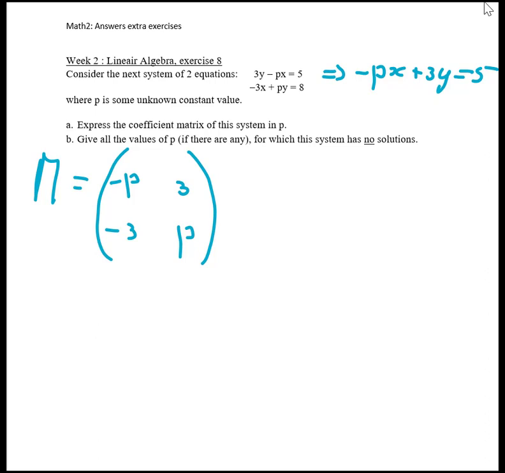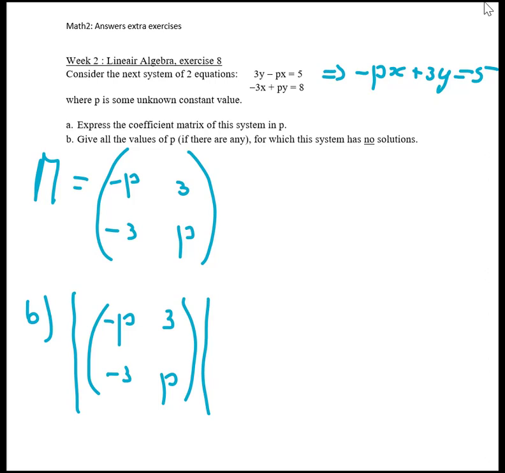Okay, question B. Give all the values of p for which this system has no solution. Okay, then we need to remember that a system doesn't have any solutions if the determinant of the system is 0, because then we cannot calculate the inverse matrix. So what is the determinant?